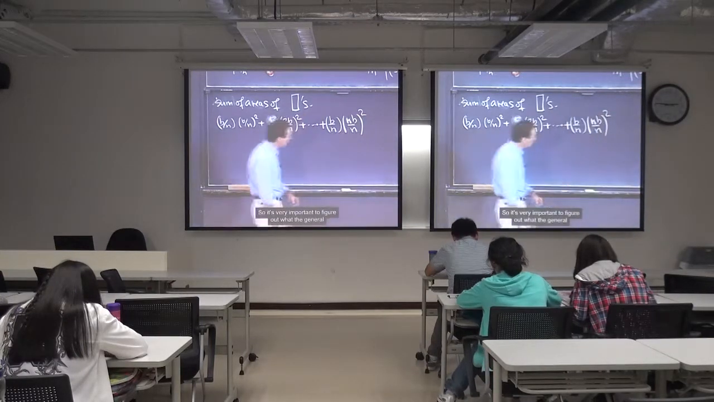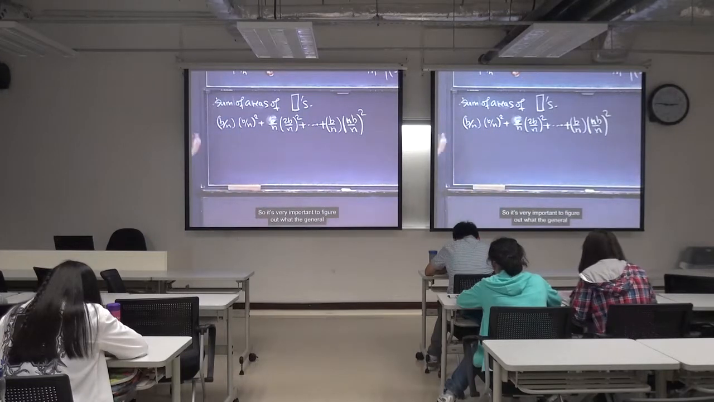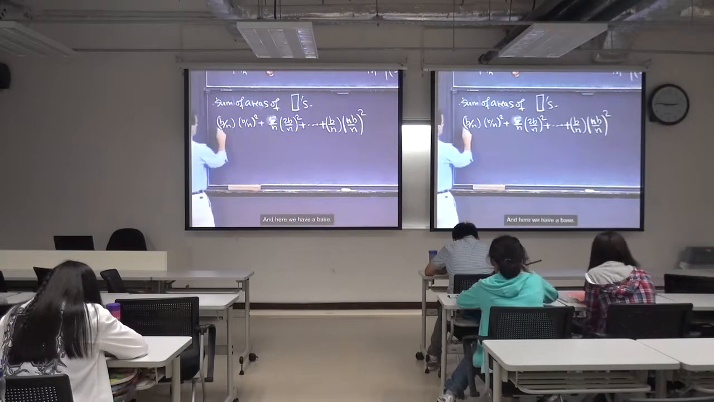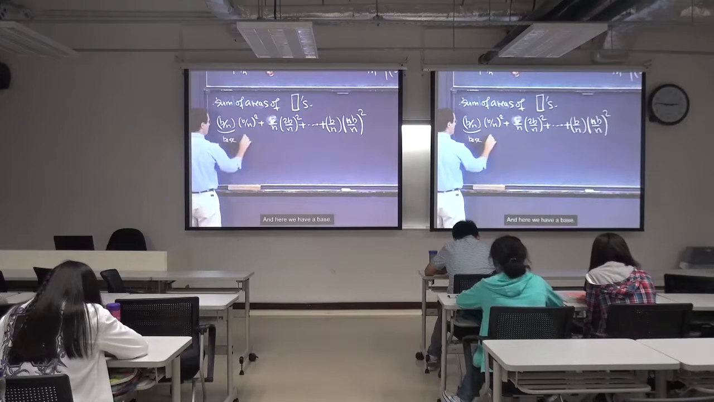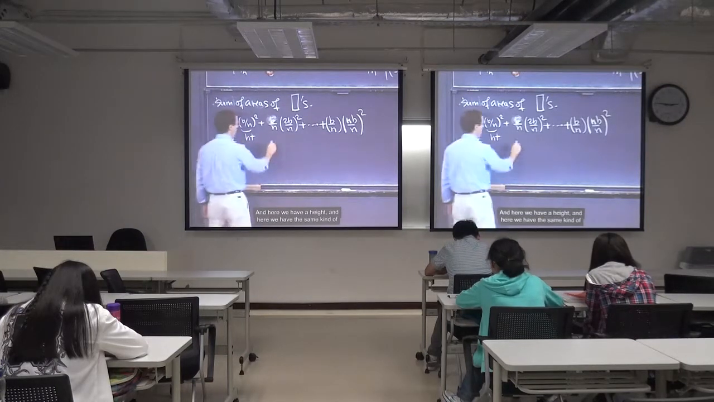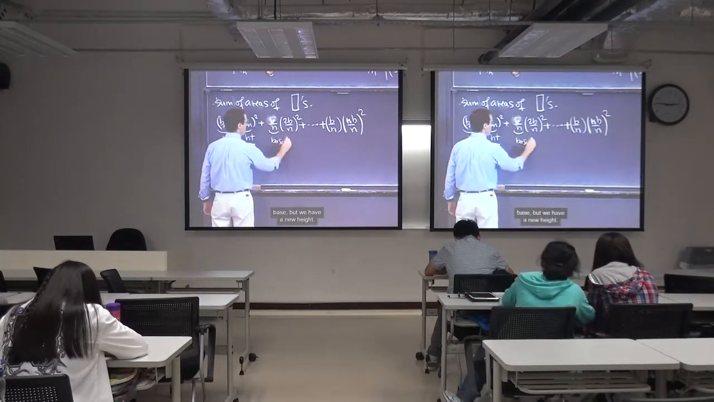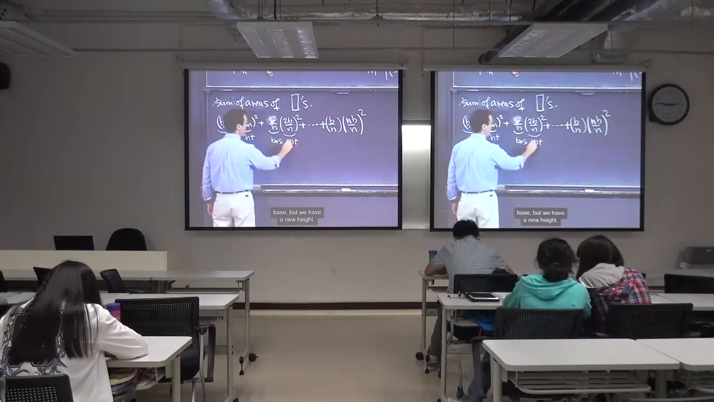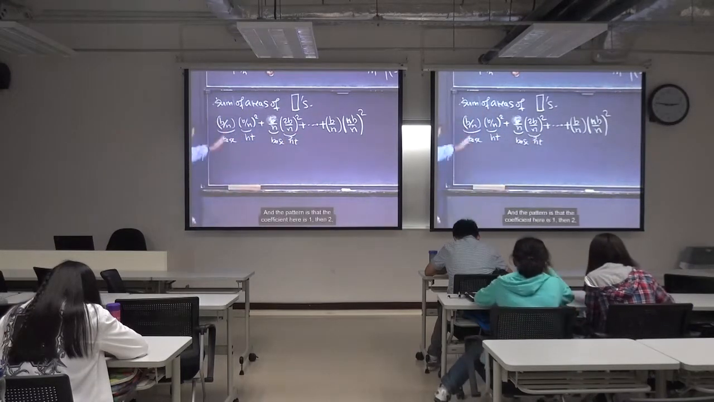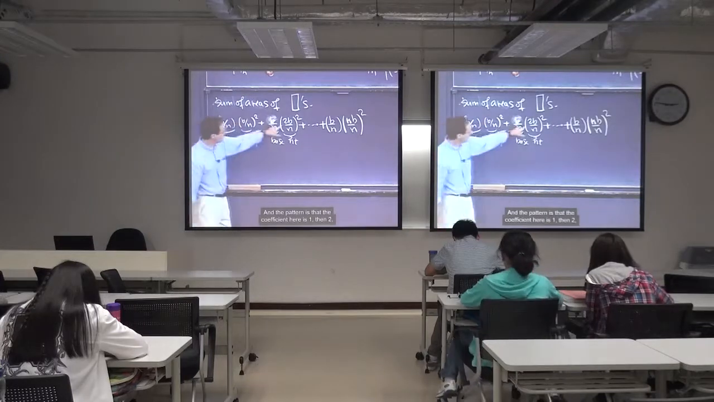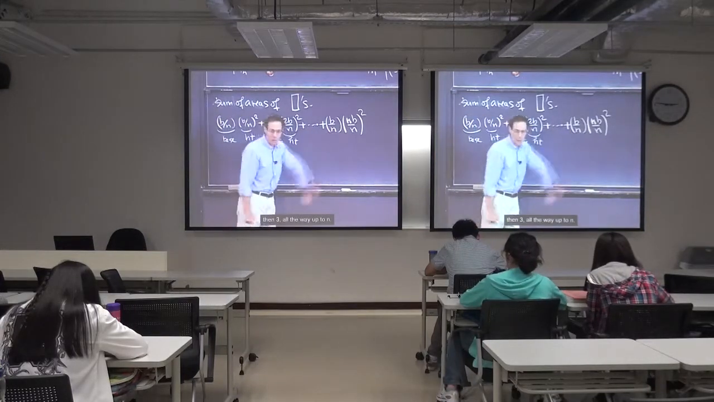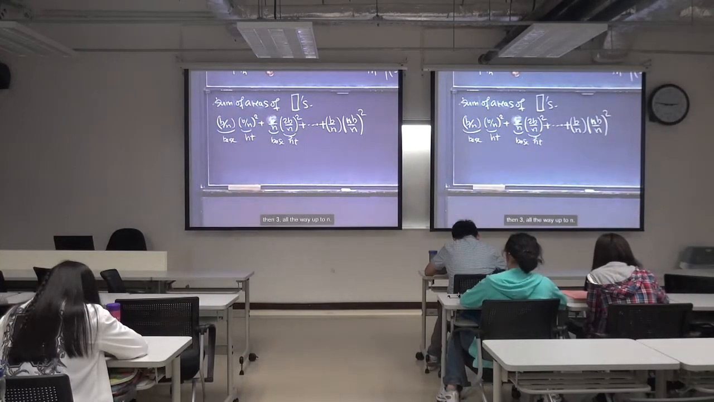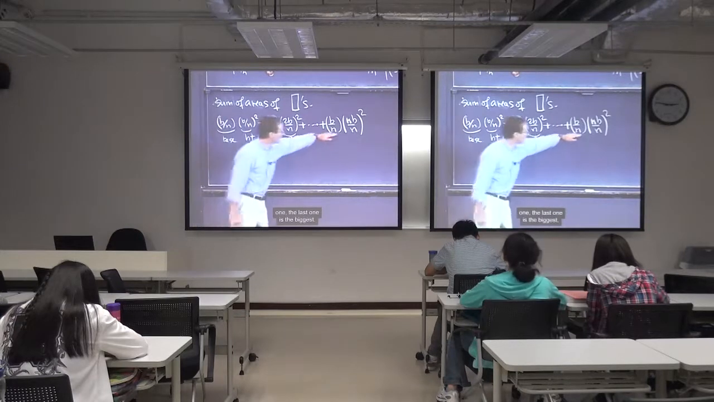So it's very important to figure out what the general formula is. Here we have a base, and here we have a height, and here we have the same kind of base, but we have a new height, and so forth. And the pattern is that the coefficient here is 1, then 2, then 3, all the way up to n. The rectangles are getting taller and taller. This one, the last one, is the biggest.